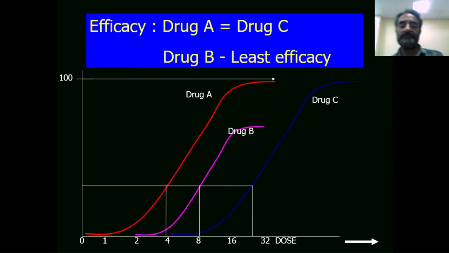When we talk of efficacy, the maximal effect achieved by both drug A and drug C is 100. That means both the drugs are equally efficacious. Efficacy is the same. Whereas drug B is the least efficacious drug. It does not reach the 100 point in the plot.